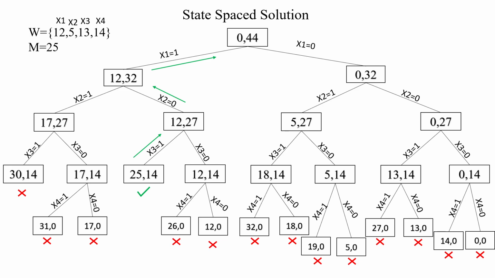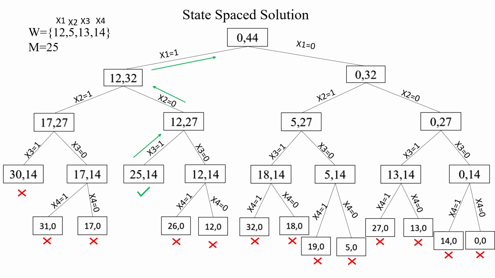Here we can see that the given weights are 12, 5, 13 and 14. Let us consider x1 as 12, x2 as 5, x3 as 13 and x4 as 14. We have to take a subset of W such that their weight is equal to exactly 25, which is M. Selection of weights is possible in many ways. Let us try all possible ways of selection and find out which selection equals the exact weight 25. Let us do the solution by state space tree.